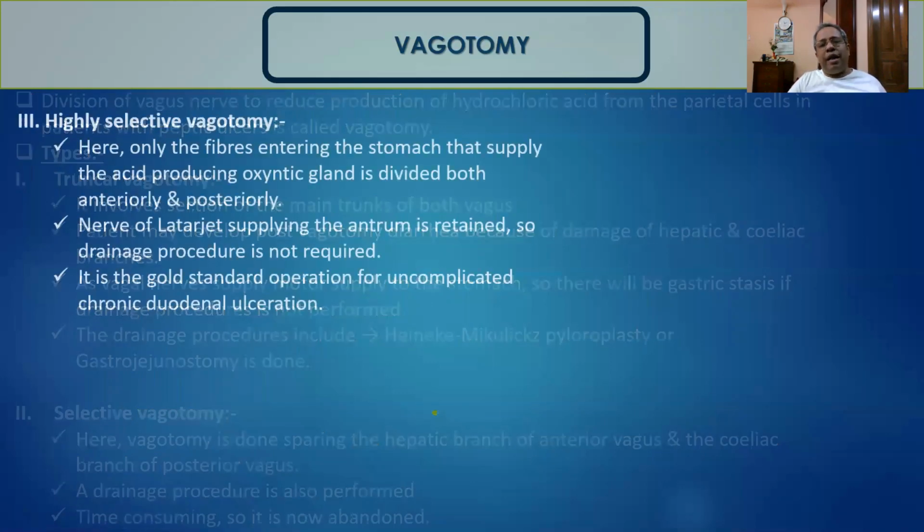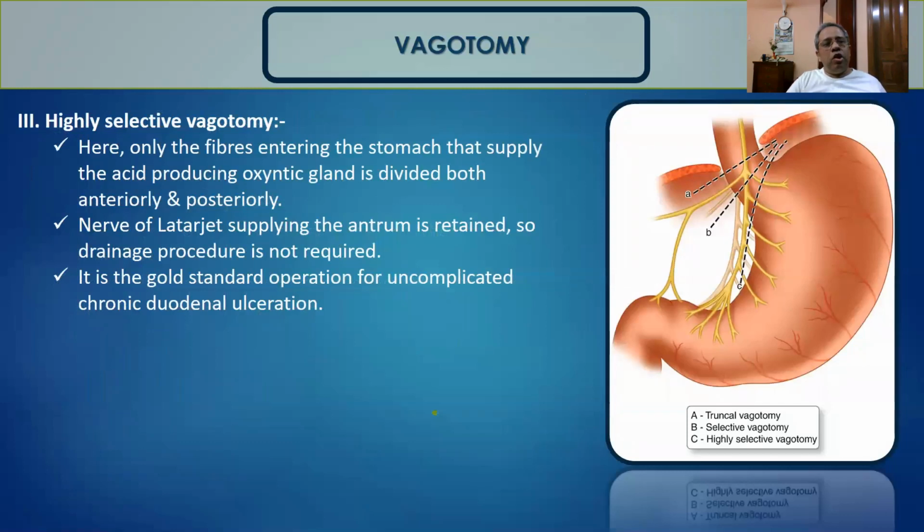Next one is highly selective vagotomy. So here, only the fibers entering the stomach that supply the acid producing oxyntic glands are divided, both anteriorly and posteriorly. The nerve of Latarjet supplying the antrum is retained, so a drainage procedure is not required. It is the gold standard operation for uncomplicated chronic duodenal ulcers.